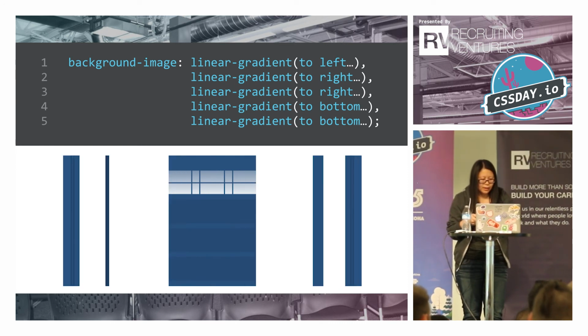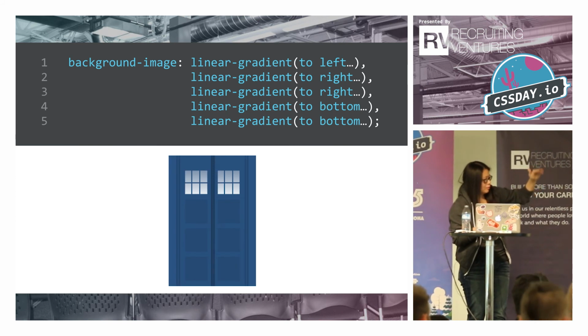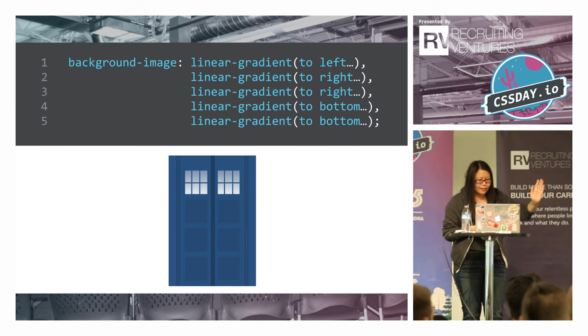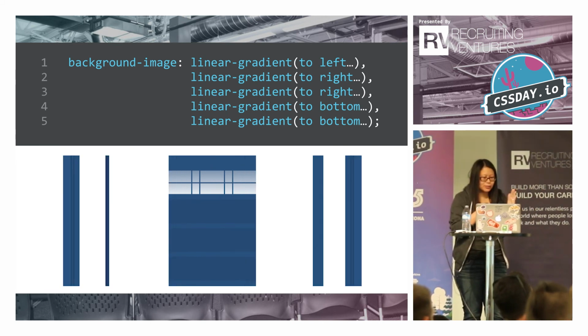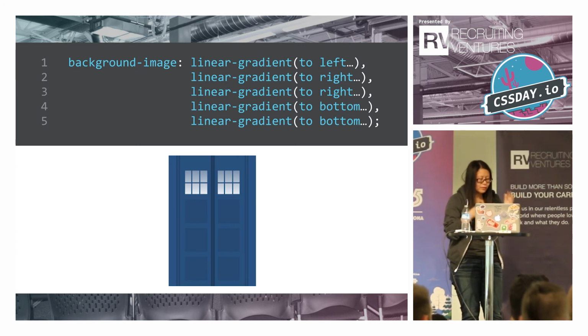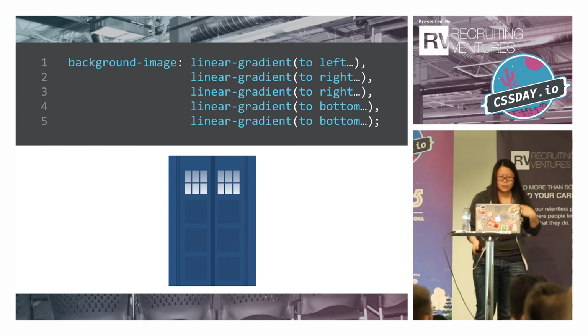So as you can see, these gradients, the horizontal ones, the from top to bottom ones, are spanning the entire width of the TARDIS, but once you add these other ones on top of it, it obscures it. And so those blue shapes end up looking like squares, but they're really just layers on top of each other. So layers are super powerful too.